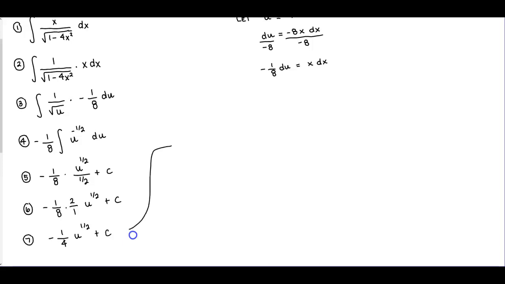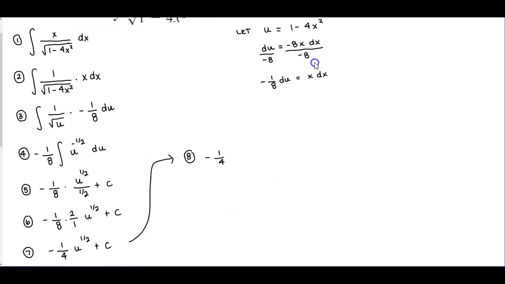So that's going to give us 2 possible solutions. So we have negative 1/4. And what did we let u equal? We let u equal 1 minus 4x squared. So that's 1 minus 4x squared to the 1/2 plus c. Or we can rewrite this in radical form. So this would be negative 1/4 times the square root of 1 minus 4x squared plus c.